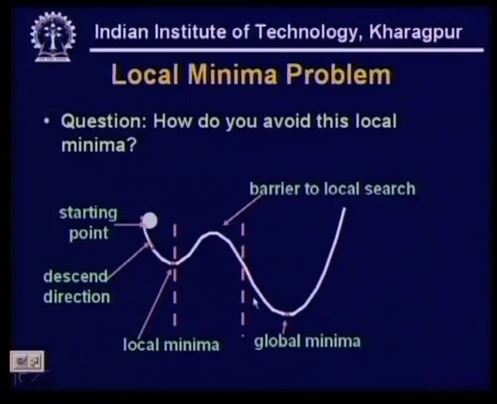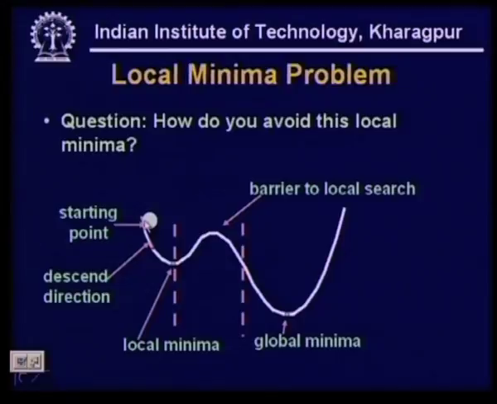So in local search, we cannot guarantee global minimization because of the existence of many local minima in general. Now, the question is, if you use hill climbing, you cannot avoid this problem. How can you at all avoid this problem? So, let us look at an example. Suppose this is our value function at different states, and this is the starting point.